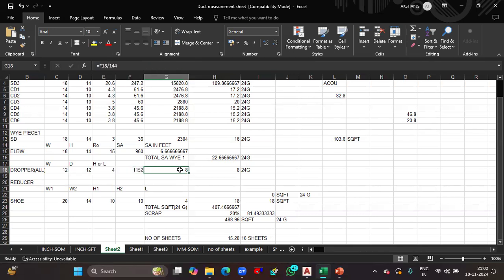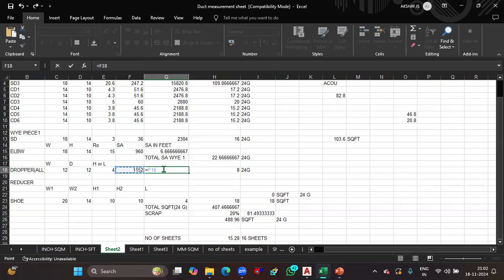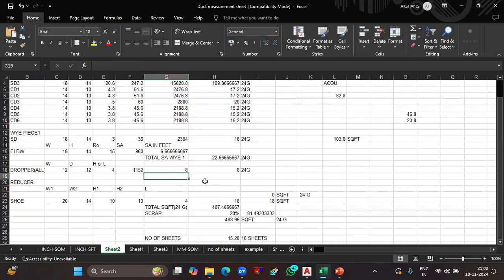Then convert this value directly into square feet. Okay, convert the value directly into square feet. It will give you around 8 square feet of duct required to fabricate for the entire stuff for this 4-inch distance. That's what we got. Okay, if you increase the length, obviously the surface area will also increase.